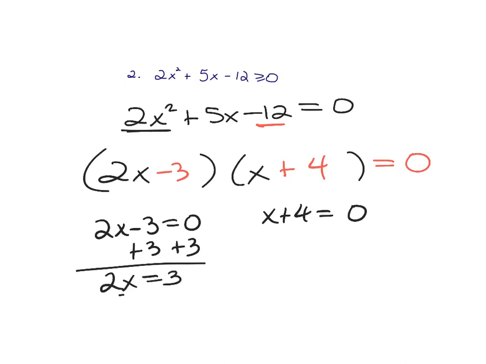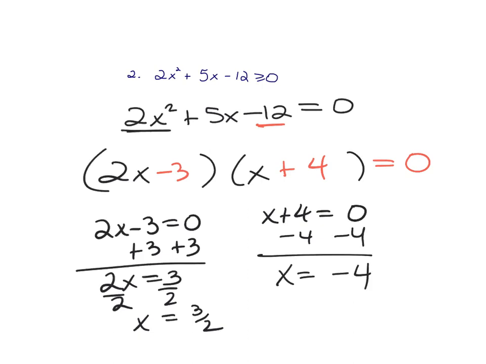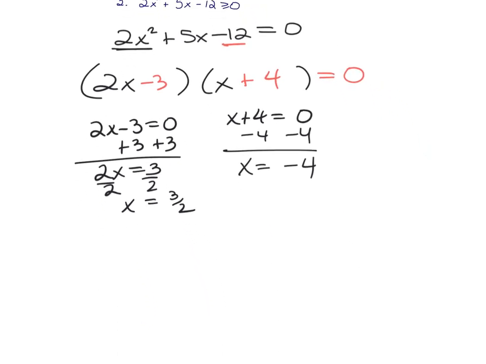2x equals 3, divide by 2. X is equal to 3/2. Over here, subtract 4. X equals -4. Okay, now my next step is to break up my number line. Again, -infinity, +infinity. I'm going to put the numbers on the number line logically, least to greatest. So the -4 goes here, and the 3/2 goes here.